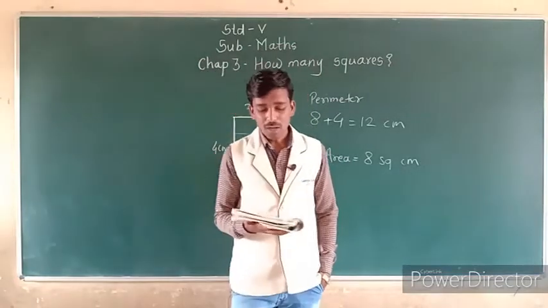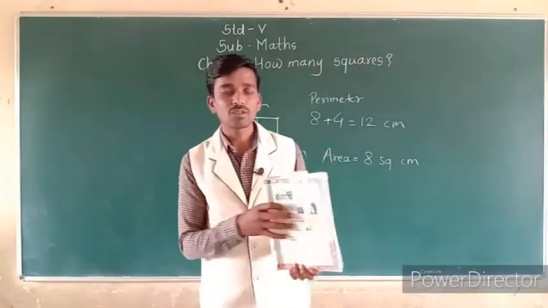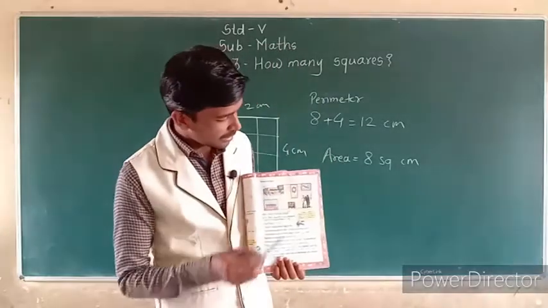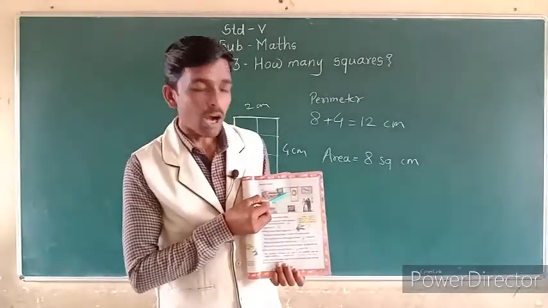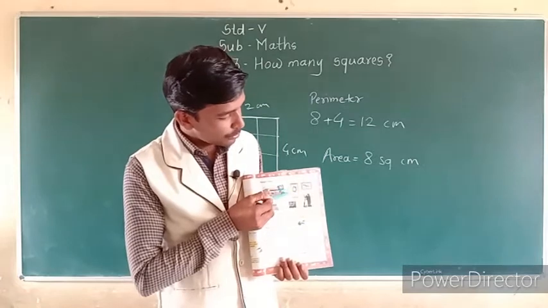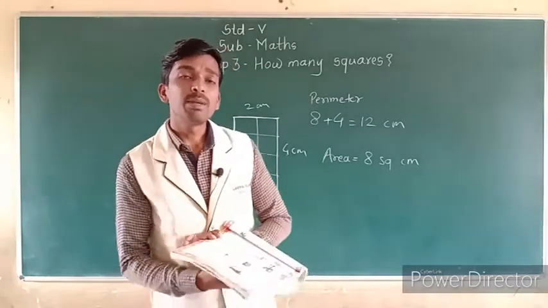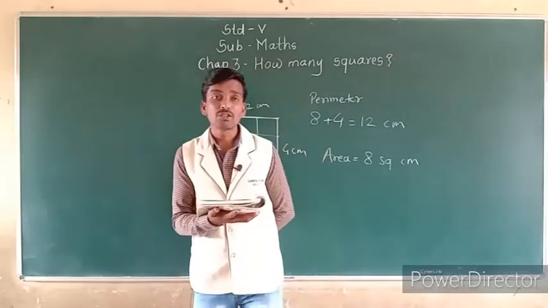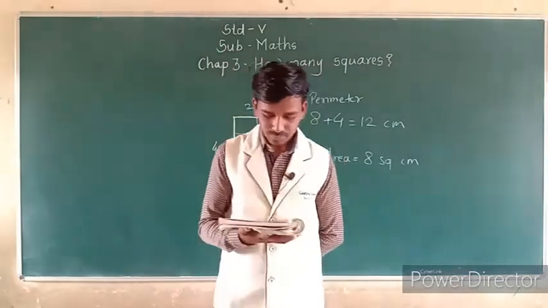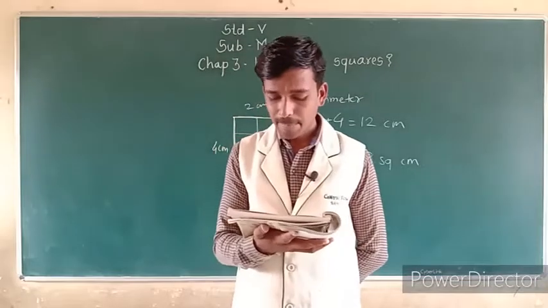And for stamp B, you can also count. Okay. See, this is stamp B. How many squares are there? 1, 2, 3, 4, 5, 6, 7, 8. In stamp B, how many squares are there? 8 squares are there. Okay. Question B.